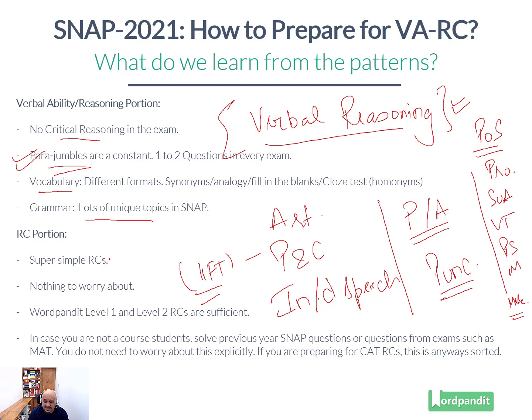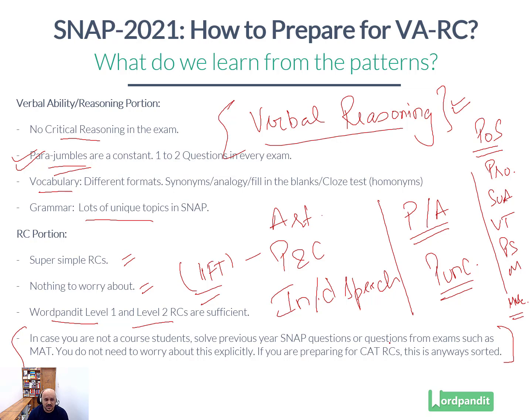RCs, if, and this is a big if, they are there in the exam, you've got super simple RCs, you've got nothing to worry about. As far as the course is concerned, you cover Wordpandit level 1 and level 2 RCs, more than enough, completely sufficient. In case you are not part of our course, you can solve previous year SNAP questions.